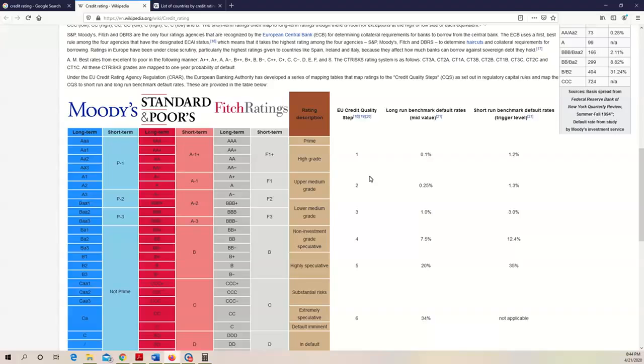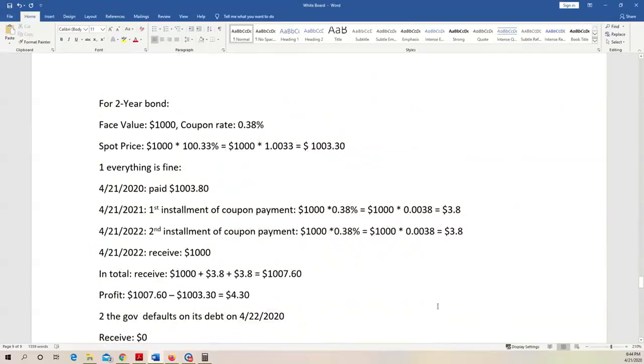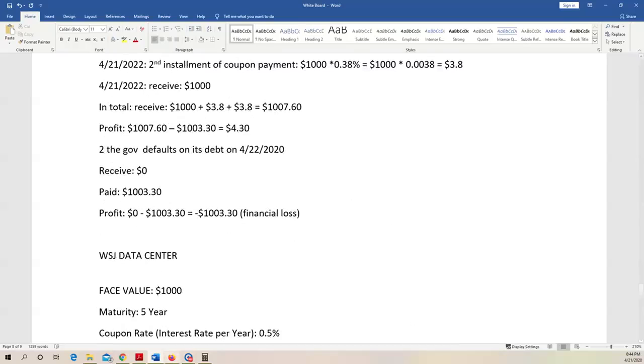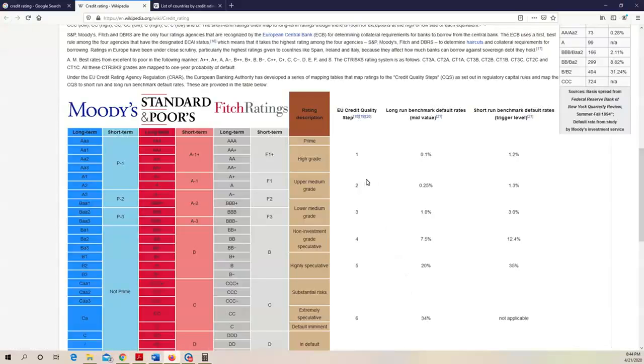So in general, it is very safe for you to expect to receive all those promised coupon payments and the principal, the face value payback at the end of the maturity. Okay, so all those bonds rated AAA are the safest, with the lowest degree of credit risk. At the highest level we have AAA, then we have AA, single A.